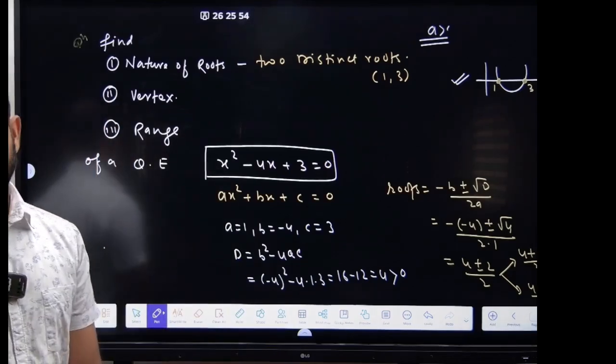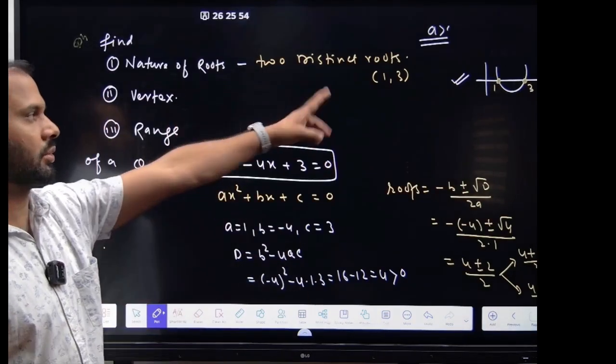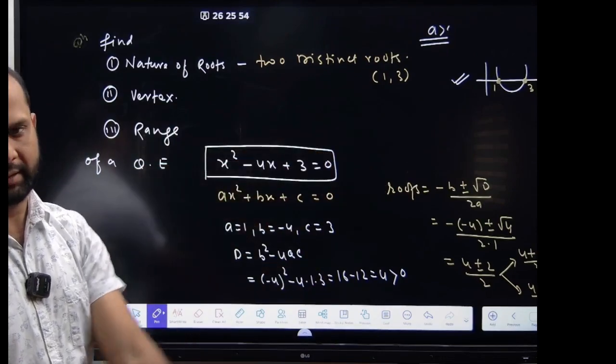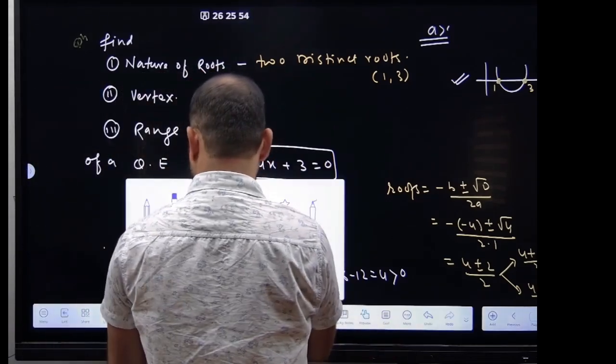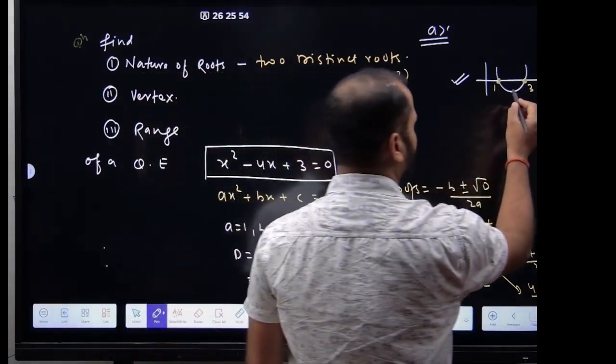Is it clear, understood? What is the meaning of nature of the root? Two distinct roots. What are those roots? If they are asking, 1 and 3. Second, vertex, you tell me. So, this vertex they are talking about, right? How to write the vertex? This vertex they are talking about, let it be.